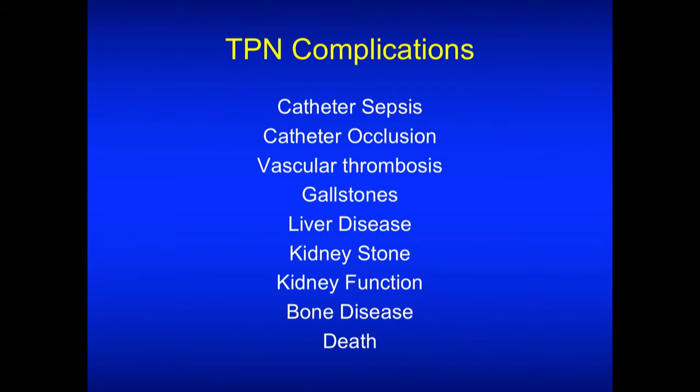What are some of the possible complications with TPN? As you know, TPN requires a central venous catheter. This catheter can get infected and cause a severe infection. The catheter itself can malfunction or be blocked. The catheter can also cause thrombosis of the vessels, or blood clotting in the vessels that they're sitting in. And we only have so many of those vessels available. Liver disease, which we have already heard about, gallstones and gallbladder disease, kidney stones, as well as deterioration in kidney function, bone disease, and in severe cases, these complications can be life-threatening.